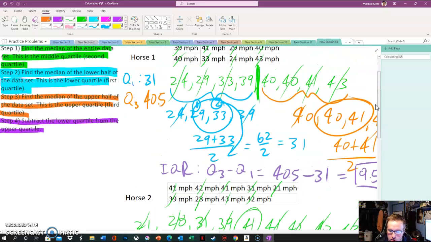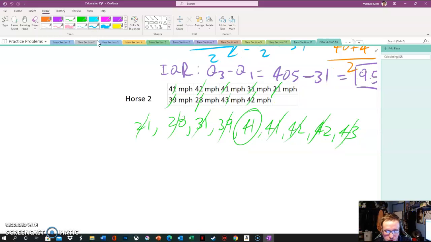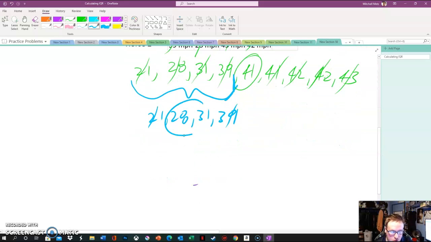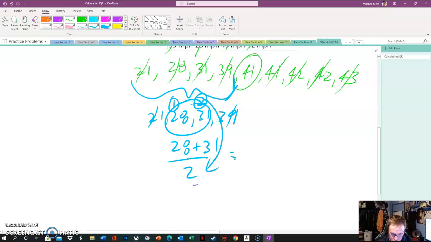So let's go ahead and do that. We're going to find our lower quartile in blue. We're finding our Q1. We're not including this. We're not including that. We're going to have 21, 28, 31, and 39. And again, I'm just going to find my middle number, my median again. 28 and 31 are going to be added together. I'm going to divide by 2, because there's two numbers. 28 plus 31 is 59. So I should have 59 divided by 2. And if I use a calculator, I should get 29.5.